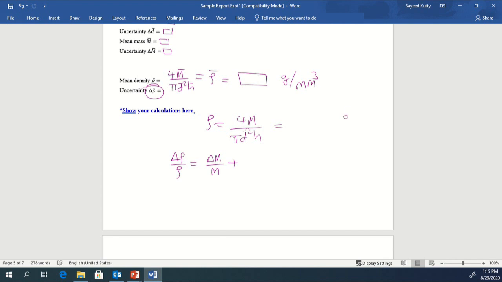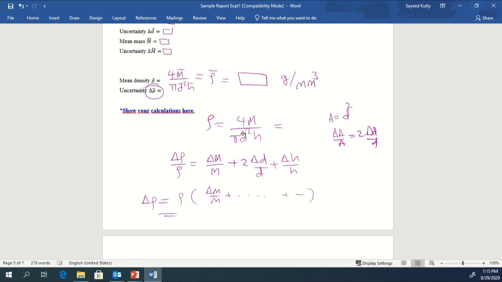Oh, d square, how will you do? Imagine if a is d square, delta a by a is 2 delta d by d. That means instead of d square, you can write 2 delta d by d, plus, instead of h, delta h by h. That means now you can find the uncertainty of density, right? Delta rho is rho into bracket, delta m by m plus this, right?